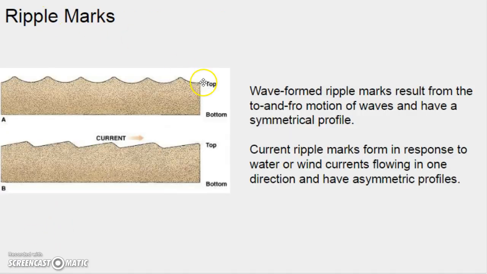Here we can look at ripple marks. If I've got this current that's moving back and forth in, say, Lake Michigan or in an ocean, waveform ripple marks result from the to and fro motion of waves and have a symmetrical profile. Notice these are pretty symmetrical. But anytime we have current involved, current ripple marks form in response to water or wind currents flowing in one direction and have asymmetric profiles.